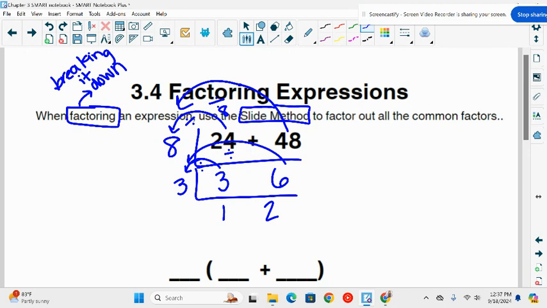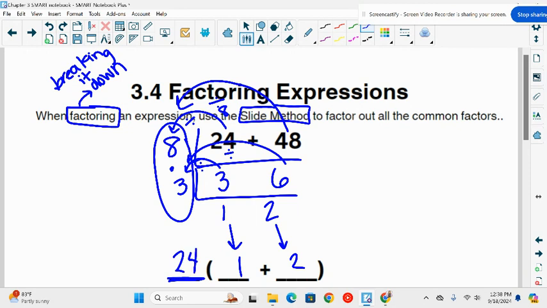So now I can drop these numbers into the distributive property template. I can just take and drop those down, and drop those down. What's going to go on the outside right here? 8 times 3. The GCF. Well, how do I find the GCF? It's the numbers multiplied together that's on the outside. So 8 times 3 is 24.